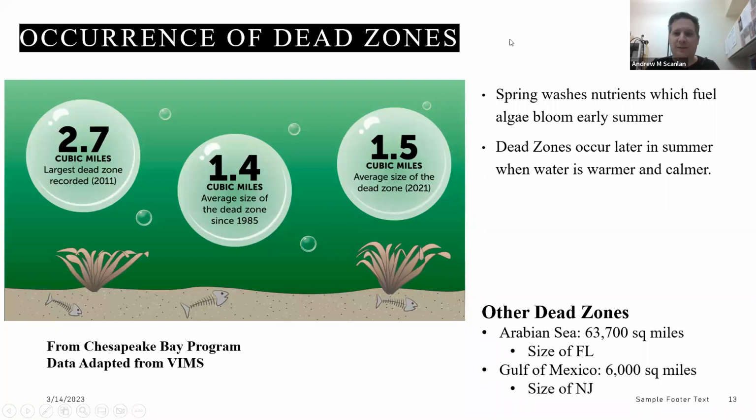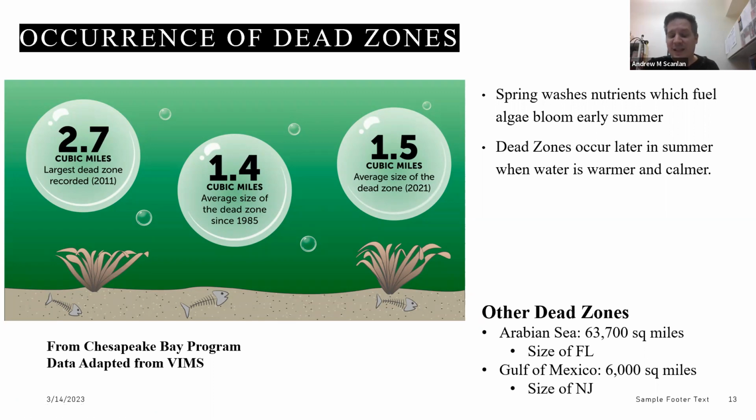According to the Virginia Institute of Marine Science, the average dead zone within the Chesapeake Bay is about 1.4 cubic miles. The dead zone in 2021, the last one I was able to find data on, was about 1.5, so the last big one was slightly larger than average. The largest one ever recorded was in 2011, which was 2.7 cubic miles. Now, just for comparison with other dead zones around the world, the dead zones in the Chesapeake Bay aren't as big as other dead zones.